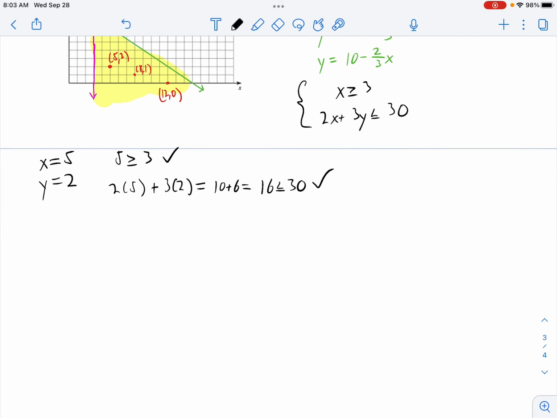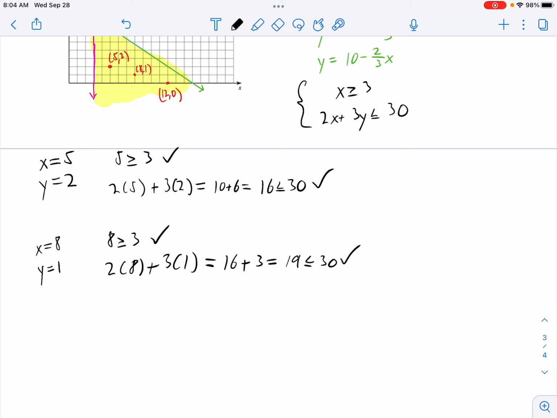Now let's do 8, 1. That means x equals 8 and y equals 1, okay? So that means, first of all, my x, which is 8, is greater than or equal to 3. So I'm buying at least my 3 pounds of hamburgers, okay? Then I have 2 times 8 plus 3 times 1, which equals 16 plus 3, which equals 19. That's less than or equal to 30. Yep, so I'm spending $19, which is coming under my budget of $30, okay?